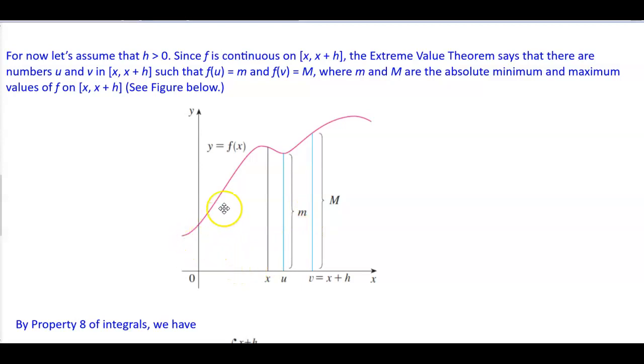So here is our function f(x). We have our x, which is part of the closed interval, and then we have x + h. And we can see that we have a value of u, and there is the minimum value of m, the absolute minimum. And then here's the value of v, and we have an absolute maximum of capital M.